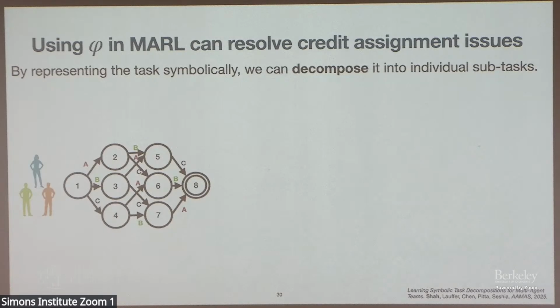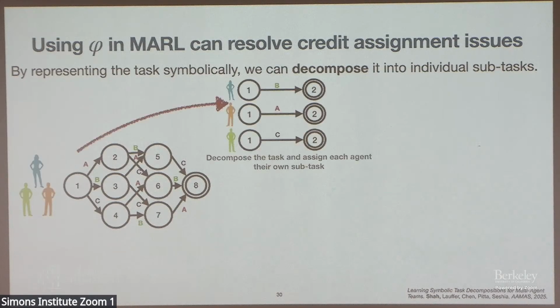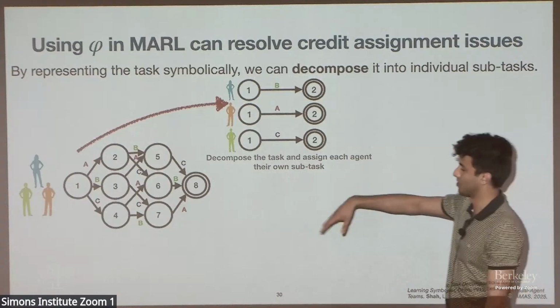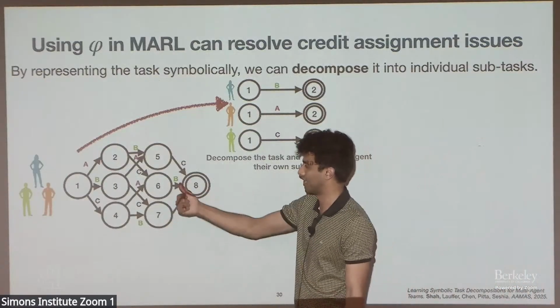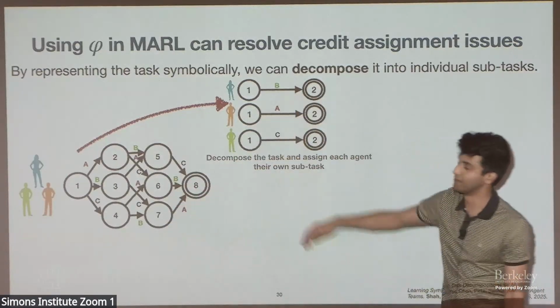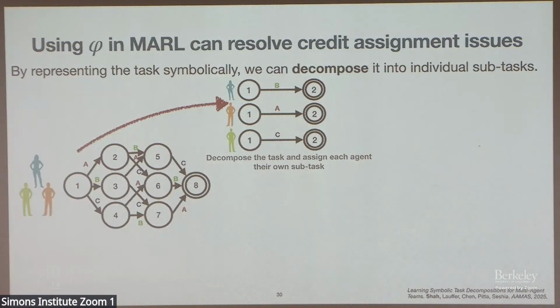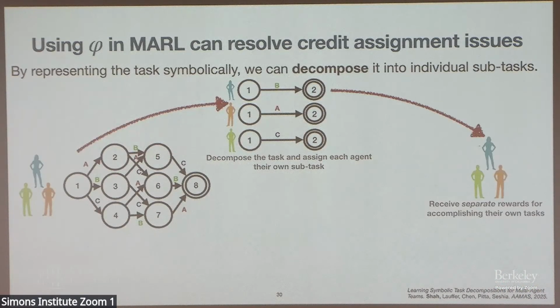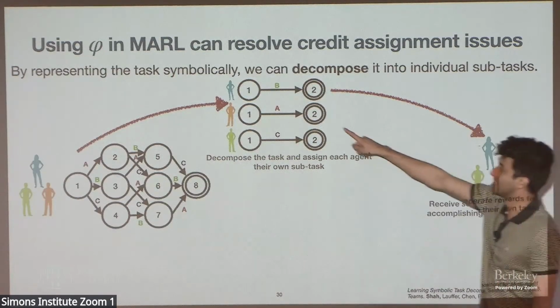And I'm going to represent my task symbolically instead of having some black box shared reward. What can I do now with this? So now I have this team of agents. I have this shared task. What I can do is decompose the task and assign agents their individual subtasks. What this task represents is you have to do A, B, and C in any order. So I can assign each of these agents these individual subtasks. And now I can design my reward structure so the agents only get reward for accomplishing their individual subtasks.